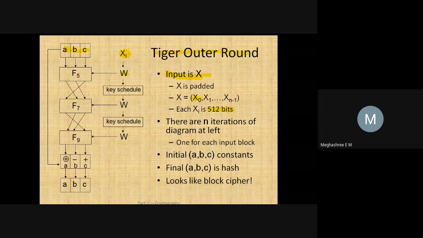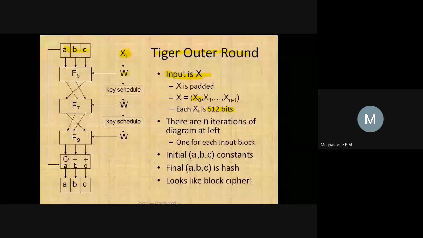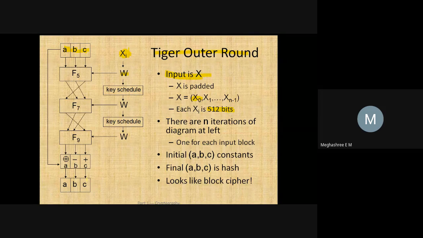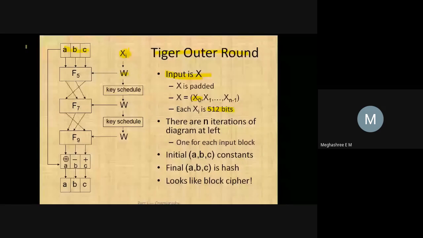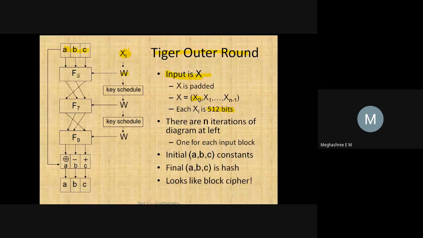So there will be n iterations, as you can see in this diagram. Initially ABC is treated as constant, and the output of this outer round calculation will be in the form of ABC itself, and it is of 192 bits. I hope I'm clear to everyone. See here, this is fed as input for F5, and to this function I'm feeding ABC as well as this W. We'll see what W is in the next slide.